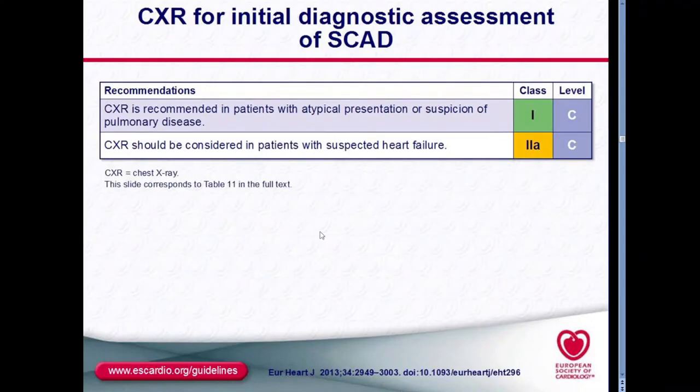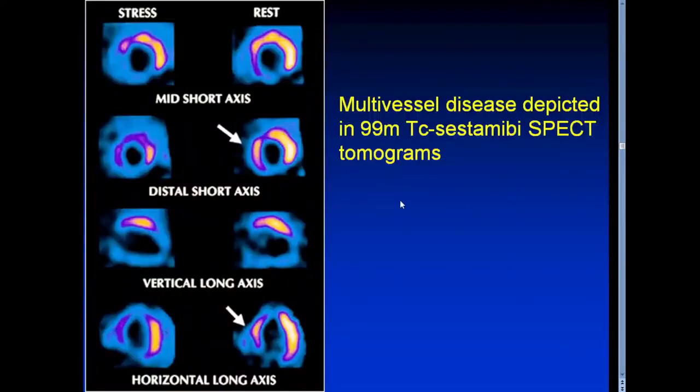So, chest X-ray. It is recommended in patients with atypical presentation or some suspicion of pulmonary disease. Sure, it is strictly indicated, and in any case of suspected heart failure. But chest X-ray is part of the routine examination. You must simply perform it in any case.